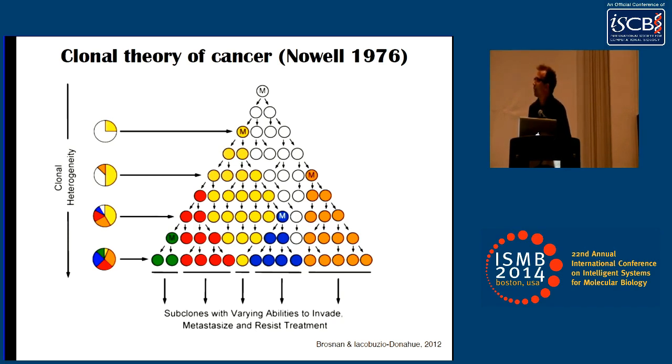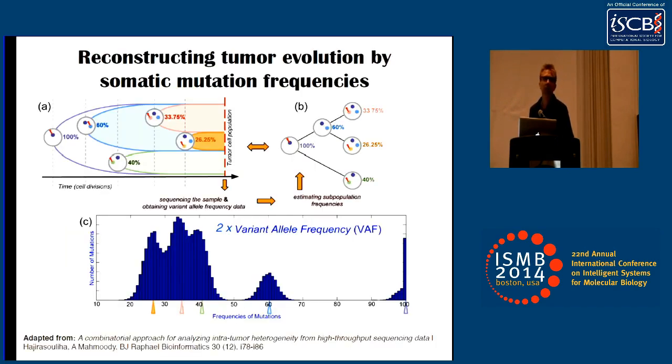And you want to characterize these tumor populations in a couple of different ways. First of all, you'd like to understand what the evolution of these populations is, as a way of understanding how the development of the tumor works. But also these subclonal populations, which are genetically distinct, have varying abilities to invade, metastasize, and resist treatment. So you might want to know actually what the genotypes of these subpopulations are, potentially to choose a drug or a cocktail of drugs, or as a part of predicting prognosis.